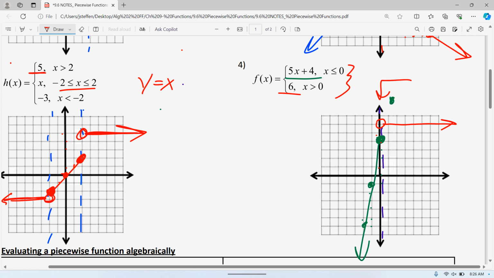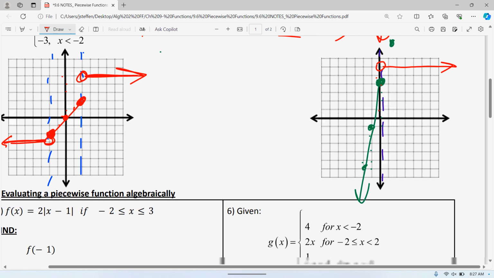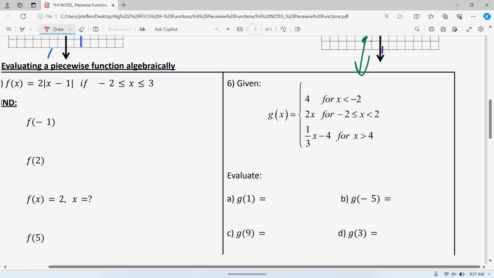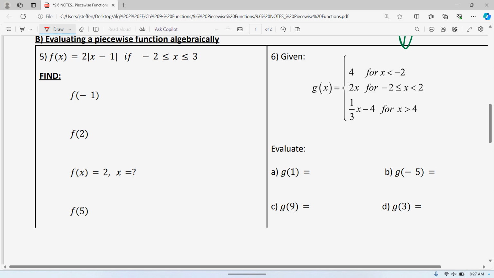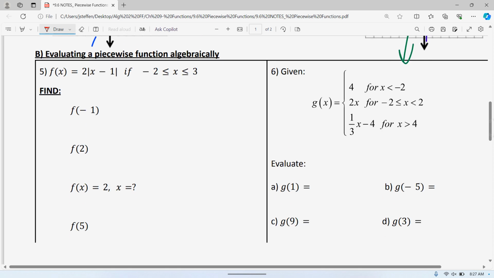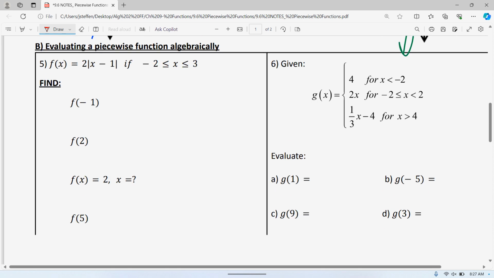Any questions on that before we move on? This is definitely one that, before you guys do the exit ticket, I would definitely make sure you get some practice with this on the worksheet, because it does take a little bit sometimes for it to click. So I think this next part's a little bit easier. You're just evaluating the piecewise function.